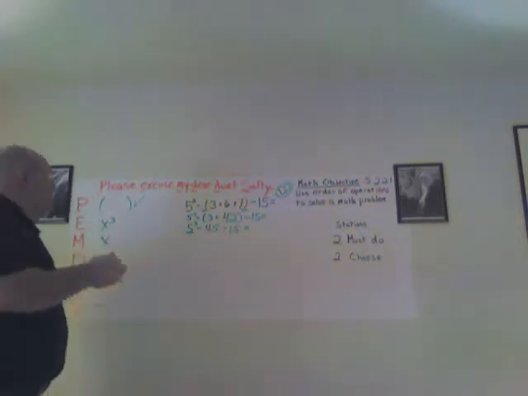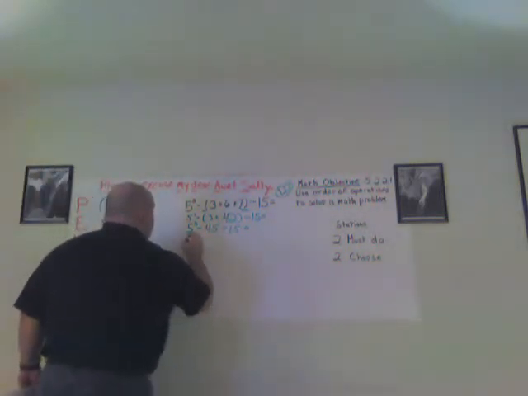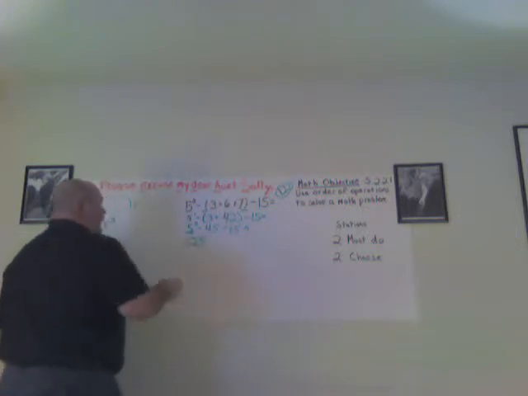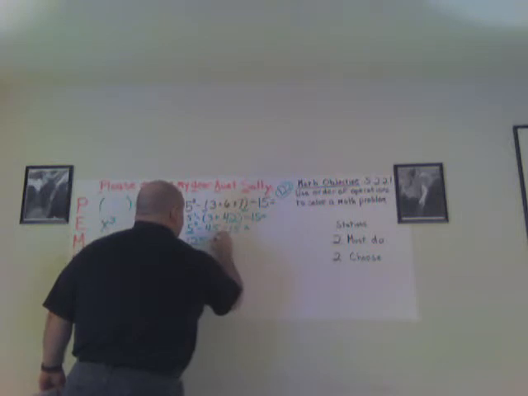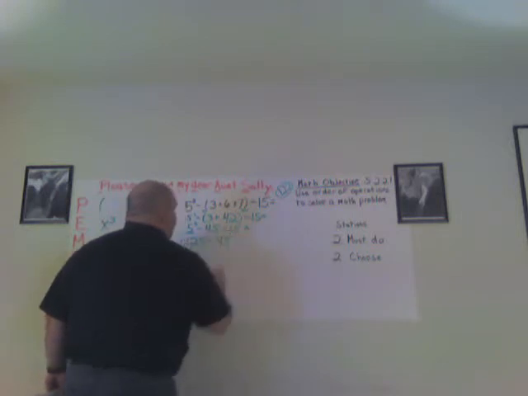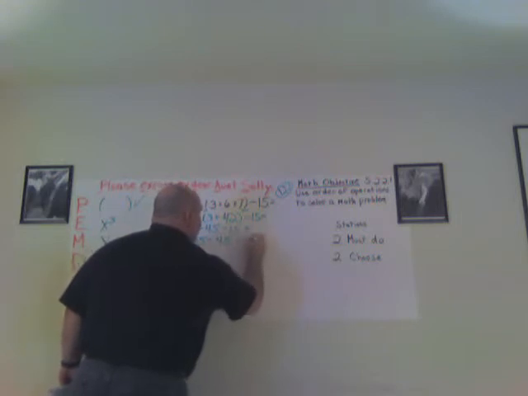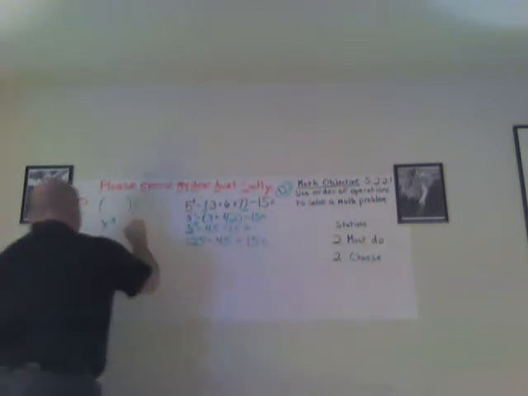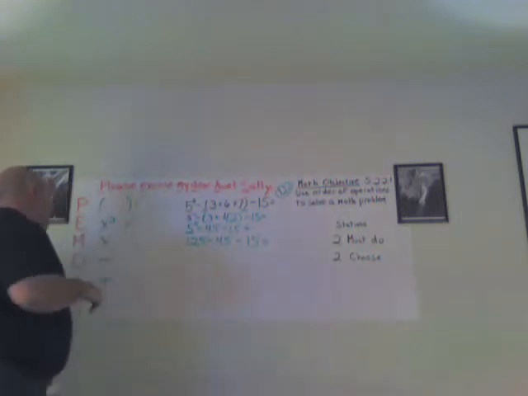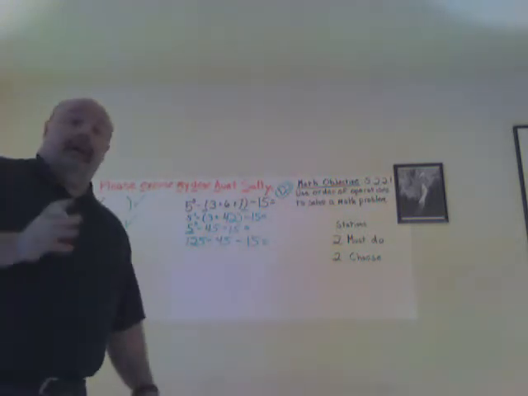Leslie, 125. You are correct. So now we have 125 minus 45 divided by 15. We have checked this off.